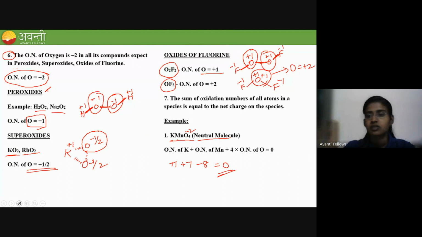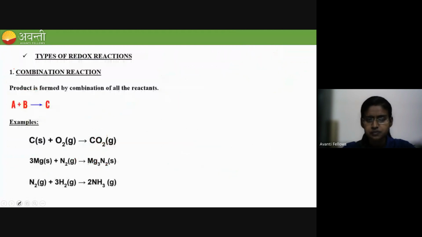Okay, so the next topic is types of redox reaction. I think the types of redox reactions was covered yesterday by Vivek sir. Am I right? Has he covered these types of redox reactions? Yes or no, students? Have you studied this yesterday? Combination reaction, decomposition reaction, displacement. Yes. So shall I skip this and move on to the next topic? Shall I? Say yes or no?